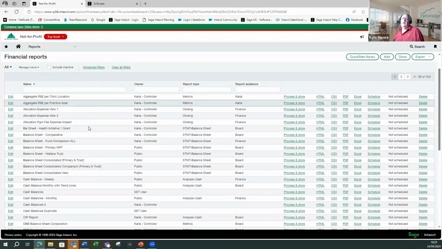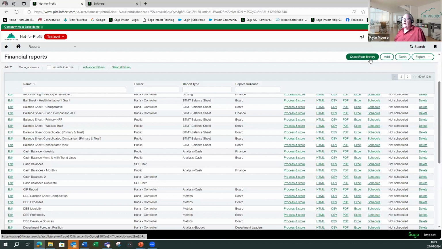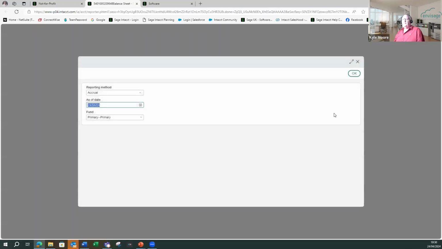So if I was to drop down here to my balance sheet for profits, you can see we have a quick start library as well. So there are a lot of predefined reports in here that we can use. But if I look at this particular one here, the not-for-profit, we can see that there's a report audience, so it's a board report. We can see also that there are a number of ways that we can run this report. So we can process it and store it for later. We can run it to the screen, which I'm just going to do now.